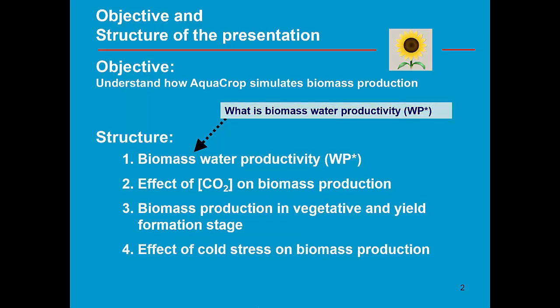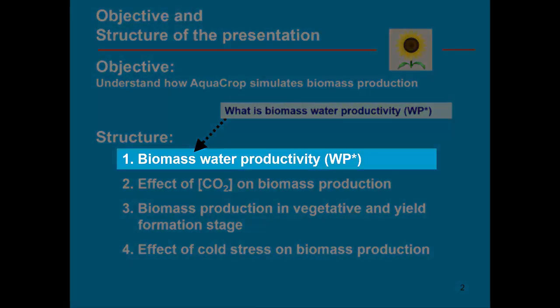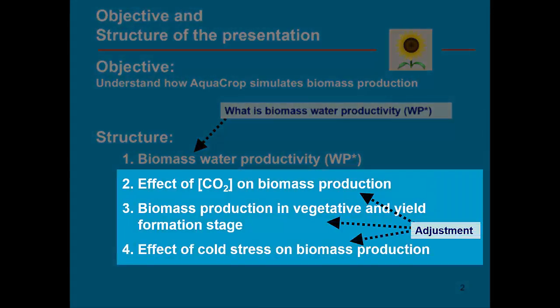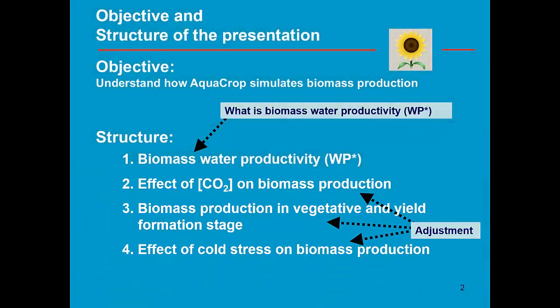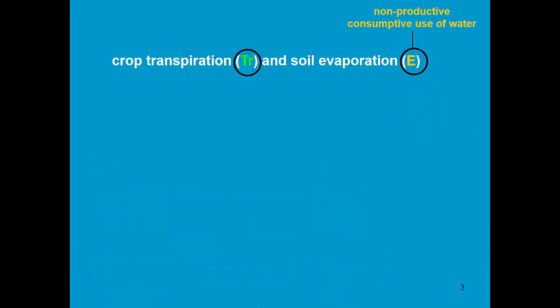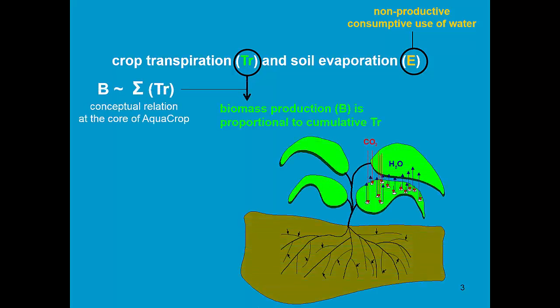First of all, we will describe what is biomass water productivity. And subsequently, we will see how it needs to be adjusted. In AquaCrop, a distinction is made between crop transpiration and soil evaporation. Soil evaporation is non-productive consumptive use of water. Biomass production is proportional to transpiration.